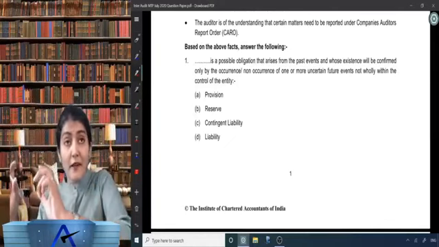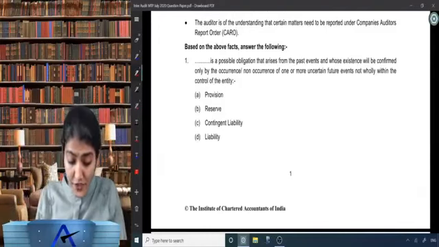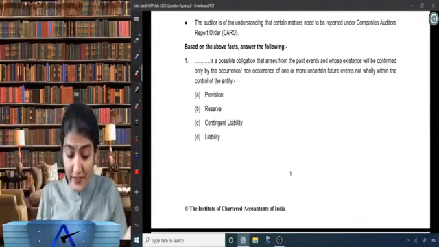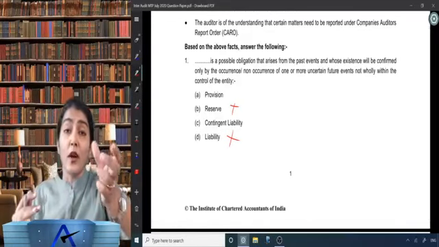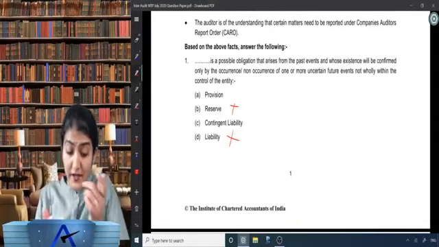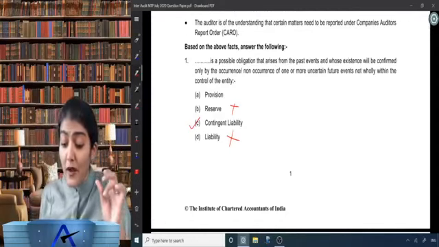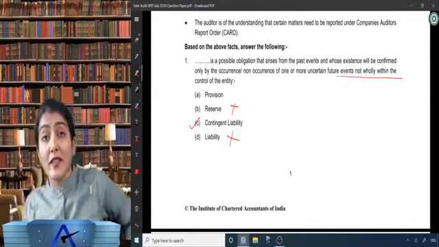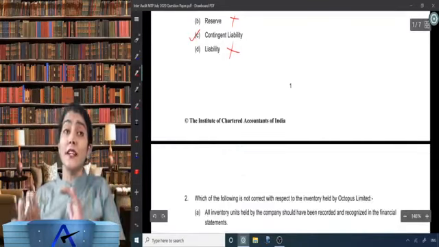So they've given the definition, and we have to know the term. What is it? Is it a provision? Is it a reserve? Is it a contingent liability, or is it just a liability? Anyway, liability and reserve are out of question. What we need to select is between the provision and the contingent liability. So what would be the correct option over here? The contingent liability. Why? Because it is uncertain future events, not wholly within the control of the entity. That is what makes it a contingent liability.